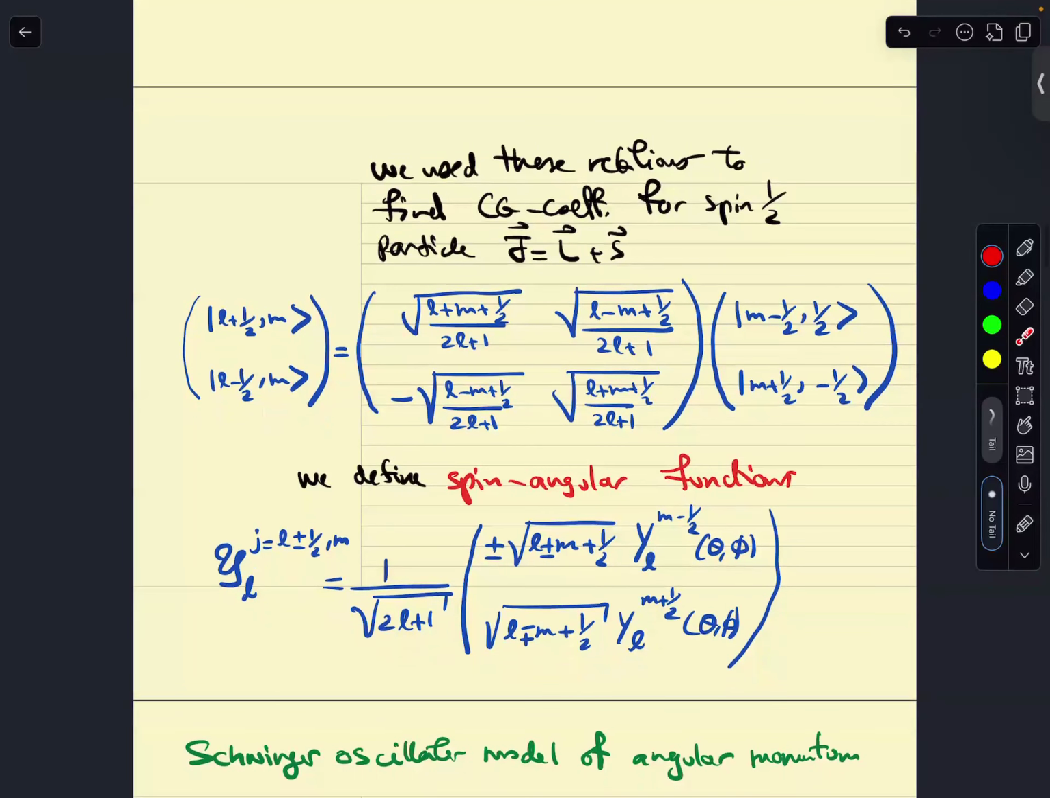And we use this to define what we call the spin angular functions, right? So these are the eigenkets of J1, in this case L, S, J, and JZ, which is LZ plus SZ. Okay, so this is a quick review of what we discussed last time.